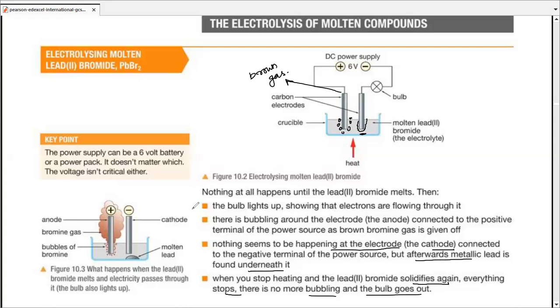This is the after part of the diagram. This is a very good part that shows the bubbles or the bromine gas and some molten lead over here.